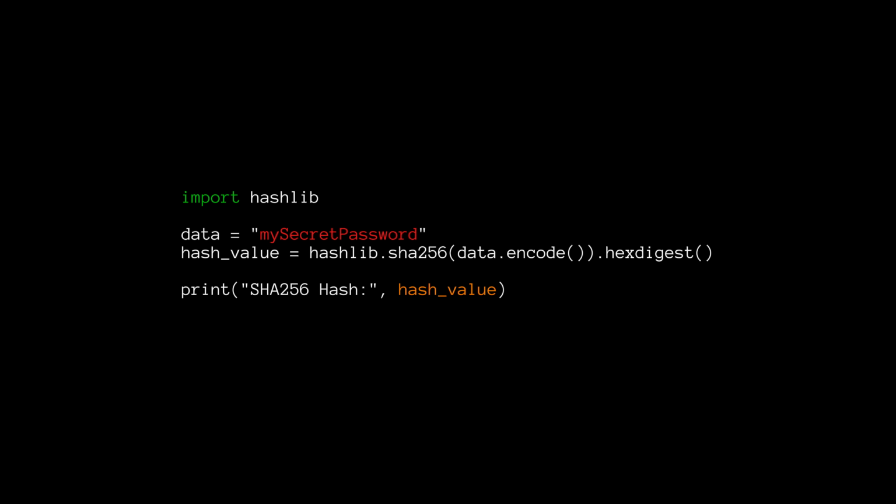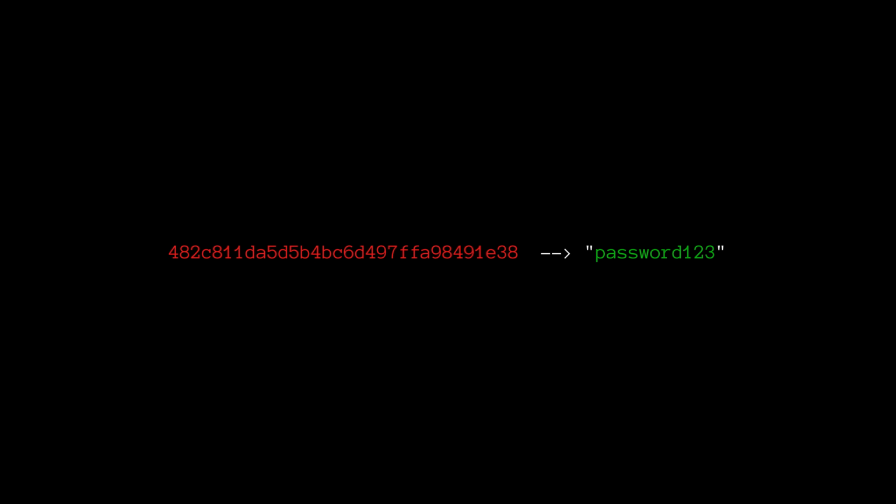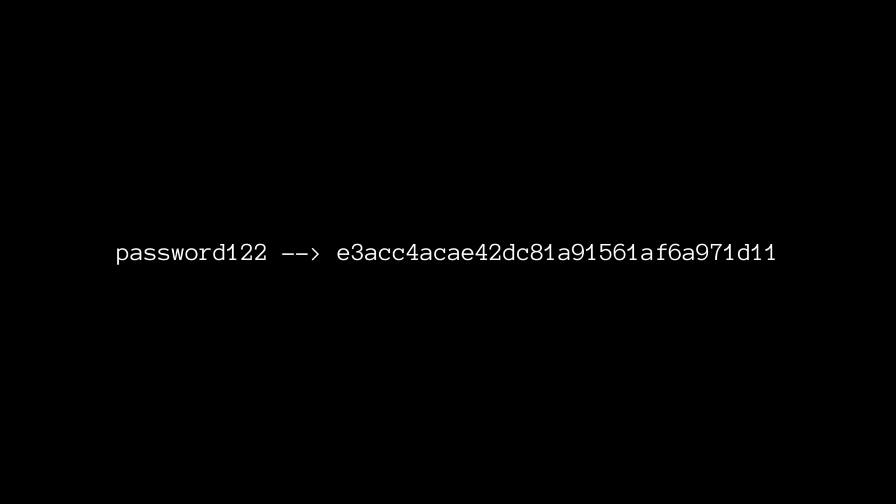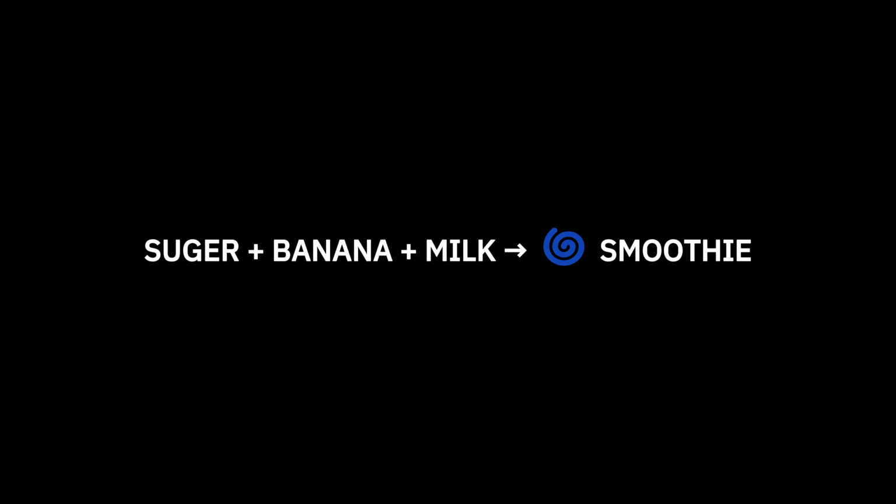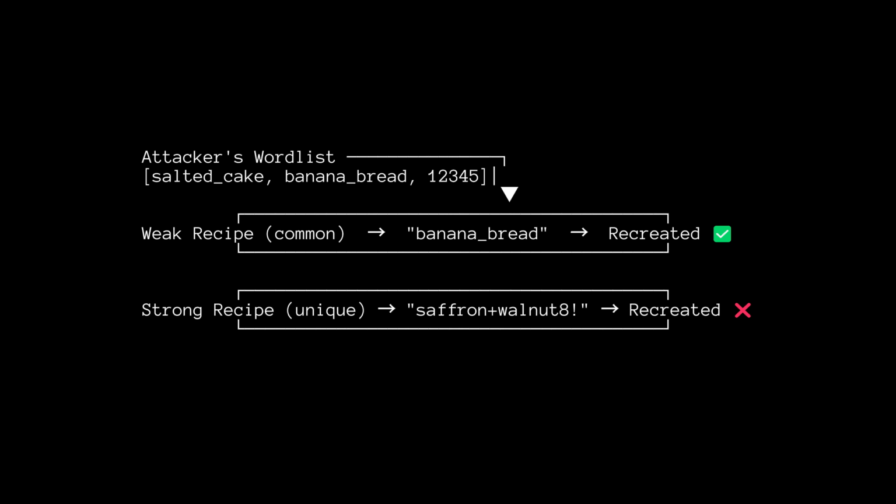Now, before we move on to HASHCAT and how it works, let's quickly understand what hashing is. Hashes are a one-way function. You can't reverse a hash, but you can recreate the same hash by feeding the same input into the function. Think of a blender. You put in a password like banana, milk, and sugar, then blend. Out comes the same smooth smoothie every time for that recipe, but you cannot separate it back into the original ingredients. If someone tries to guess recipes, weak or common ones are easy to recreate.